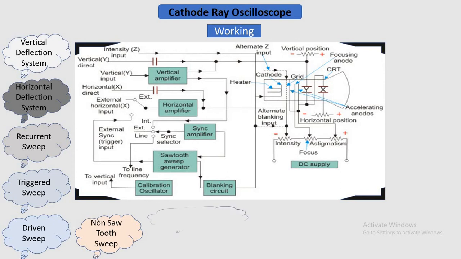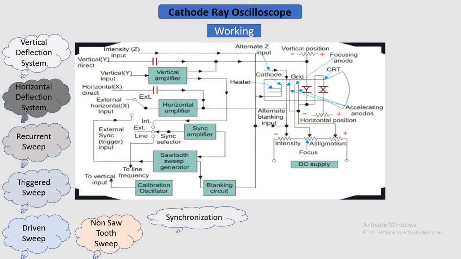The next part is synchronization. The synchronization is done to produce a stationary pattern. The synchronization is between the sweep and the signal to be measured. There are some sources of synchronization which can be selected by the synchronizing selector, which are described here.